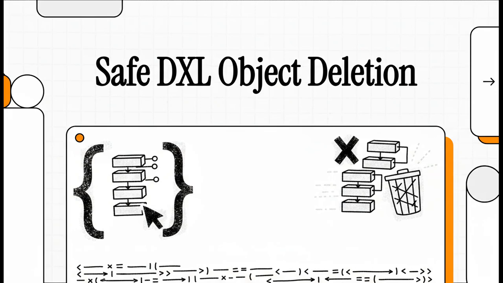So you're writing a DXL script, right? You're trying to clean up a DOORS module, and you get to that delete command and you pause. Is this really the safest way to do this? Well, you're definitely not the only one who's wondered that.